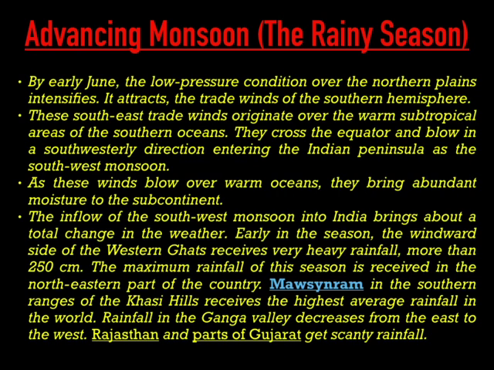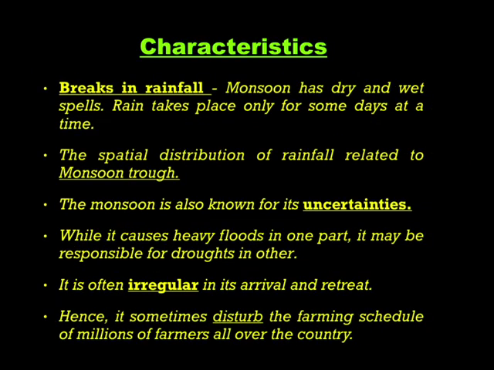Rajasthan and parts of Gujarat get scanty rainfall, means less than 300 mm. So what are the characteristics of this monsoon? Breaks in the rainfall. Monsoon has dry and wet spells. Rain takes place only for some days at a time. Spatial distribution of rainfall is related to the monsoon trough. Friends, this monsoon trough is nothing but the low pressure area. And if this low pressure area is over a certain part of India, then that part of India will have good rainfall.